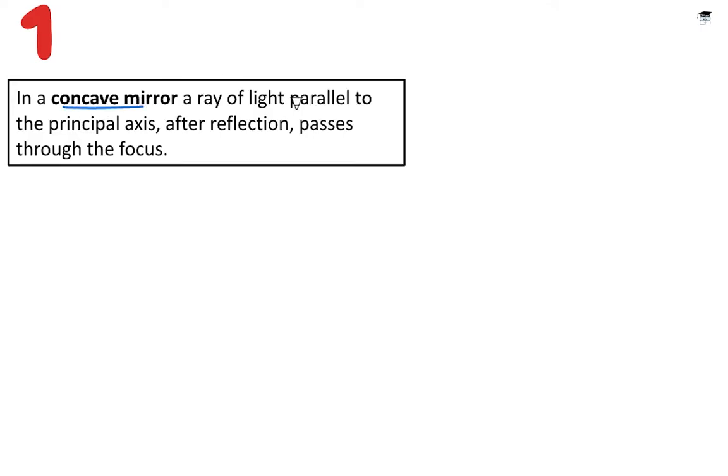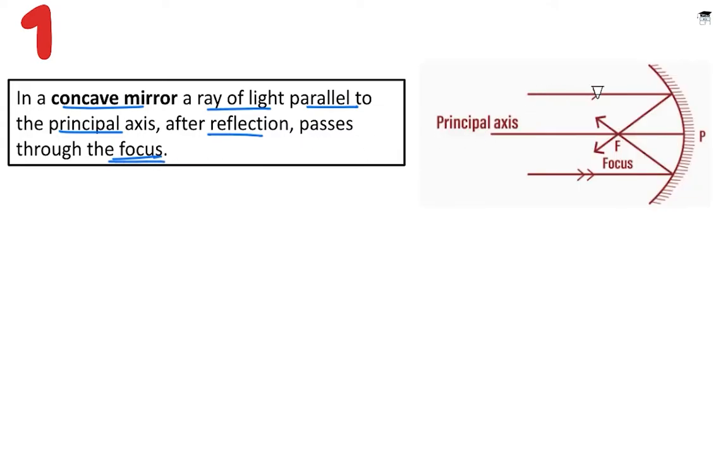The first one is that in a concave mirror, a ray of light parallel to the principal axis after reflection passes through the focus. What this means is that we have taken a ray of light, and it is parallel to the principal axis. This is the principal axis, and both are parallel to each other. So this ray of light which is parallel to the principal axis, after reflection from the mirror, this is our concave mirror, passes through the focus.